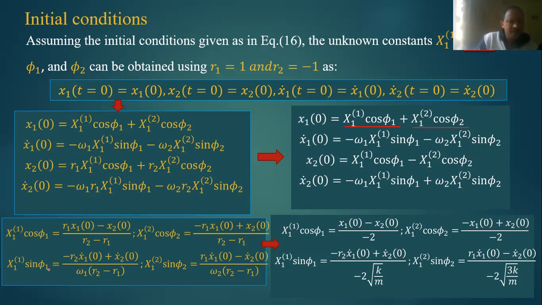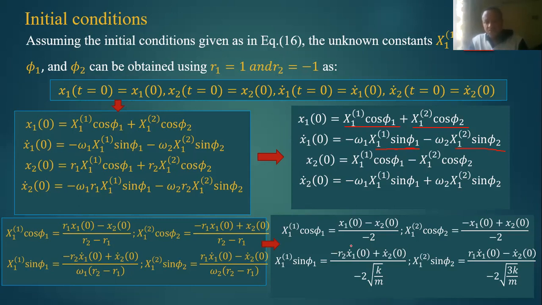Again, x1 of 1 sine phi 1 means this thing, x1 of 1 sine phi 1, which equals this equation, and x1 of 2 sine phi 2 having this equation. So we directly substitute. Our R1 and R2 are known. R2 is minus 1, R1 is plus 1, so it gives minus 2. Here also the same thing.